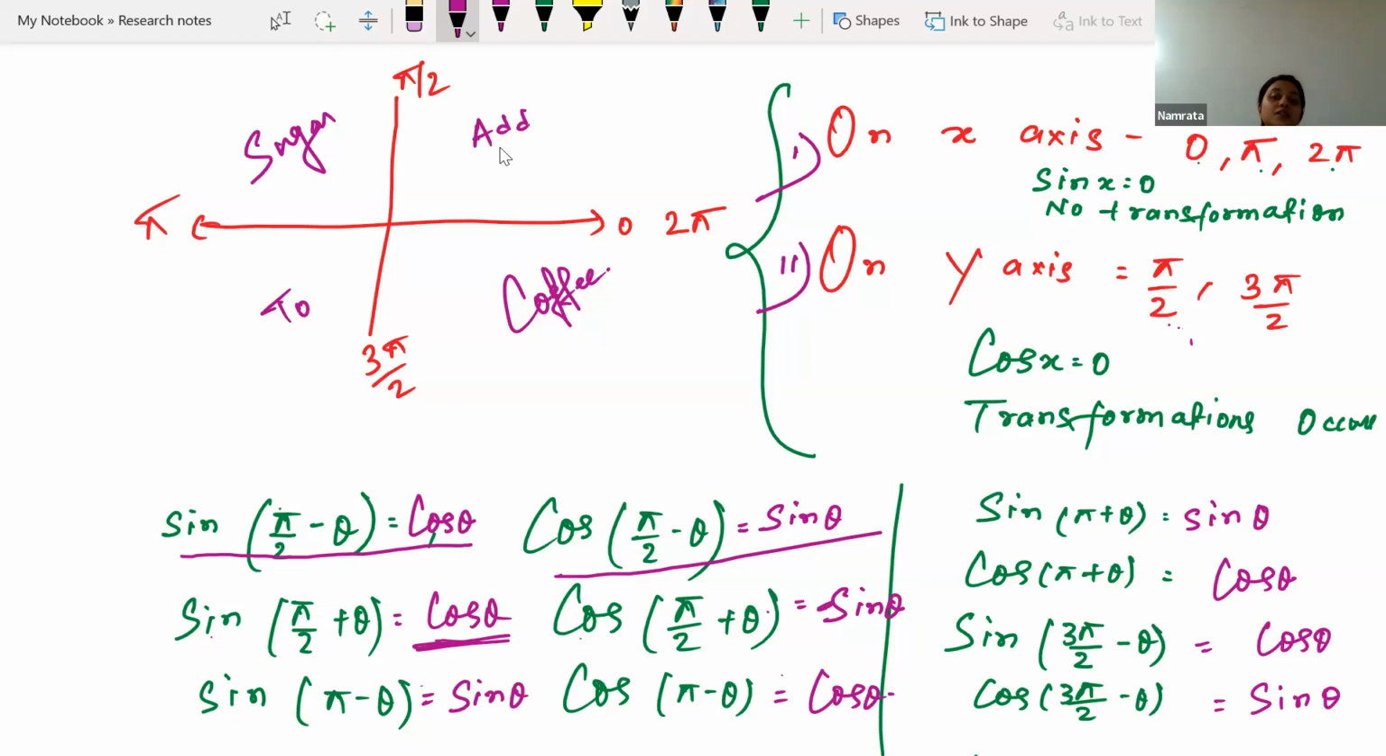Similarly, cos of pi minus theta: no change will occur in the function, but we have to keep the sign in mind. That is in the second quadrant, cos will give a negative output, right? Cos is negative. Is it clear? Yes, ma'am.